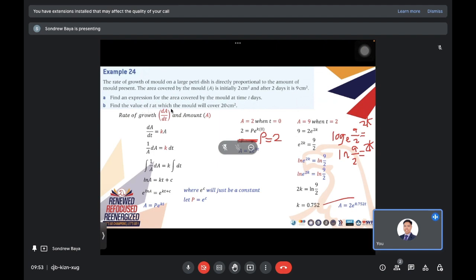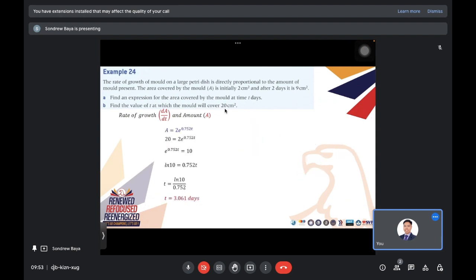Now, we are ready to solve for b, because for b, we are just being asked the value of time by which the mole will cover 20 centimeters squared. So we just have to substitute 20 and solve for time. So from here, we can now find ln of 10 and ln of e. So you have two ways to do this. What I'm doing here is converting this into a logarithm. So e raised to this exponent equal to 10 is just the same as the logarithm of 10, the value, to the base e equals the exponent. And that's what I'm doing here.